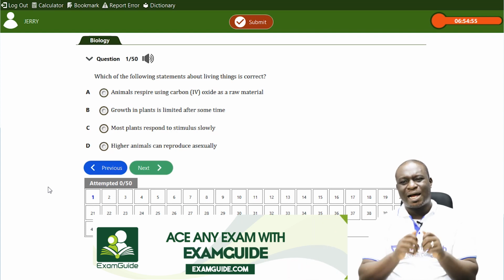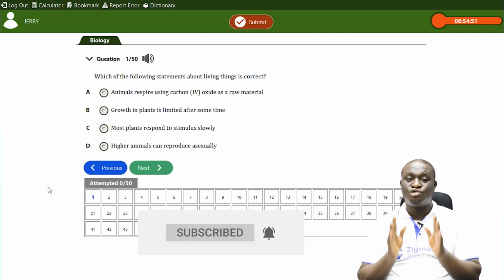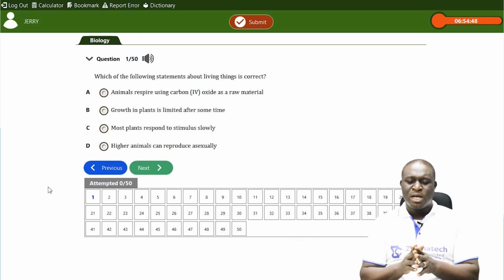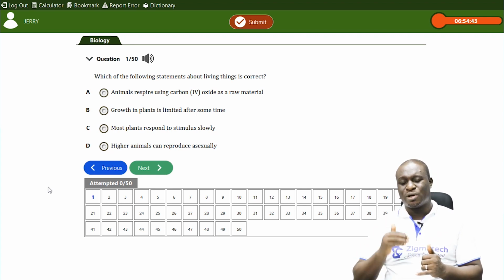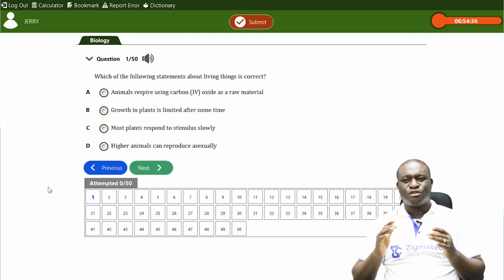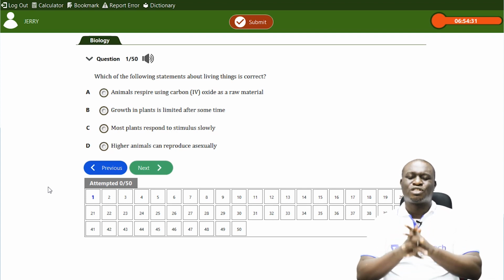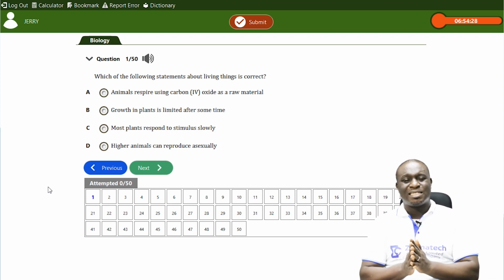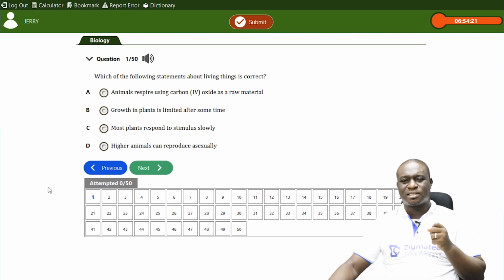Option D says higher animals can reproduce asexually. Higher animals do not reproduce asexually. Higher animals relate to the vertebrates: the Pisces, the amphibians, the reptiles, the aves, which are the birds, and then the mammals. They reproduce sexually, mostly by fertilization. So our correct answer to question 1 is C.